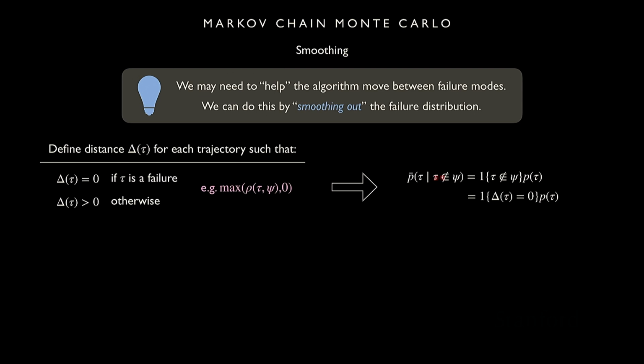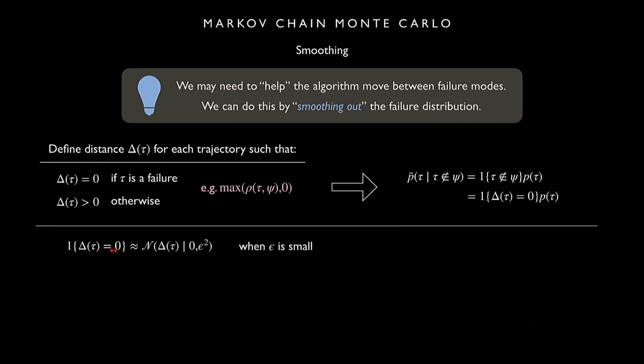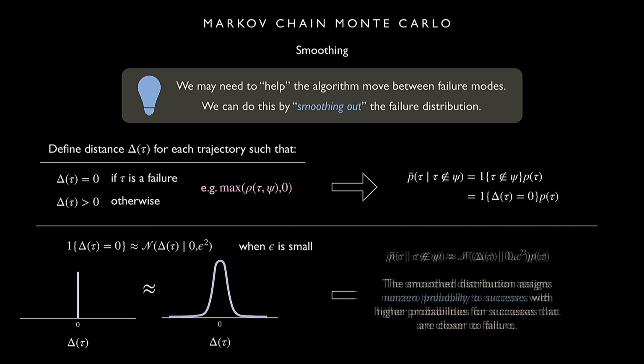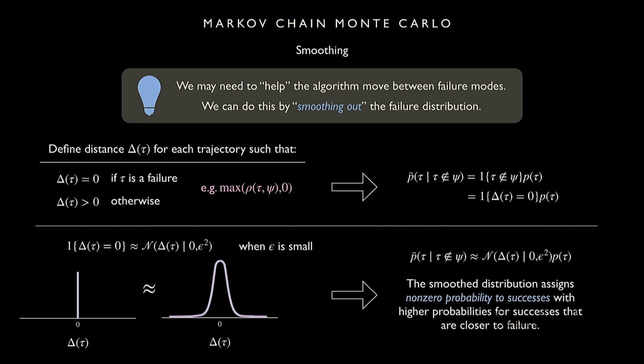Then we could rewrite our unnormalized density for the failure distribution. Instead of saying tau not in psi, we can use this condition, which means the same thing: delta of tau is equal to 0. Now this indicator function is similar to a normal distribution with a very small variance. The indicator function is 1 when delta tau is 0, and 0 everywhere else. We can approximate that with a smooth approximation, a normal distribution centered at 0 with a small variance. So we take our indicator function in our unnormalized density and replace it with this smooth approximation. The idea is that now we'll assign non-zero probabilities to success trajectories, with higher probability for successes that are closer to failure.